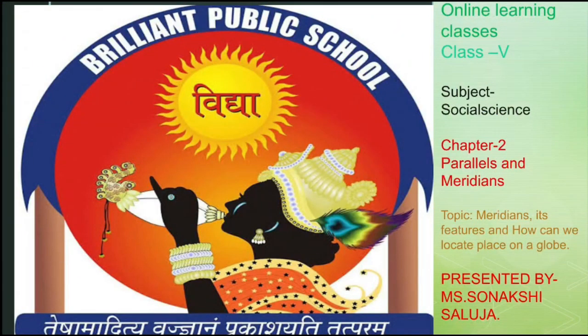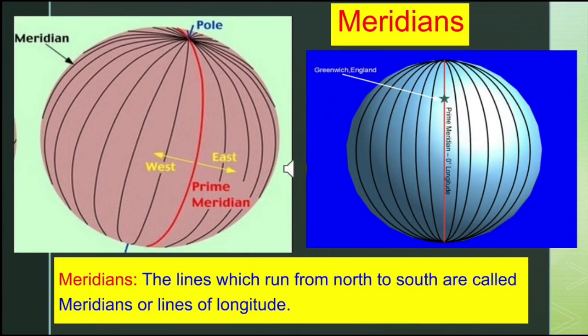Welcome to online learning. Today we are going to learn Class 5 Social Science, Chapter 2: Parallels and Meridians. In this chapter today we are going to study meridians, their features, and how we can locate a place on a globe. Earlier we have also completed parallels. Now today we are going to discuss some important features about meridians.